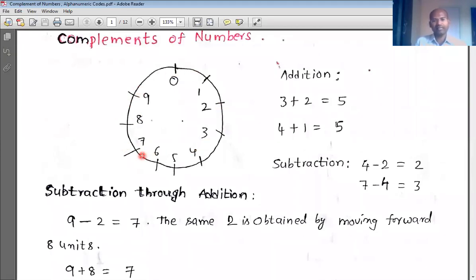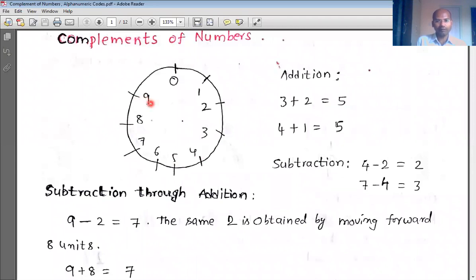Now why 8 steps? See, from here, if you move all the way around one time, and come back here, totally how many steps do you have to make? 10 steps, because there are 10 numbers. 1, 2, 3, 4, 5, 6, 7, 8, 9, 10 steps. Starting from 9, to come back to 9, we have to make 10 steps, right?